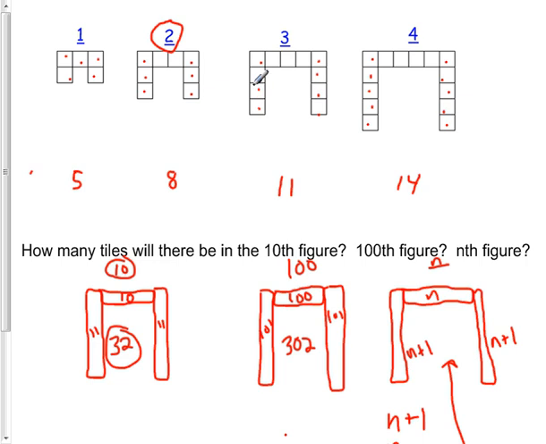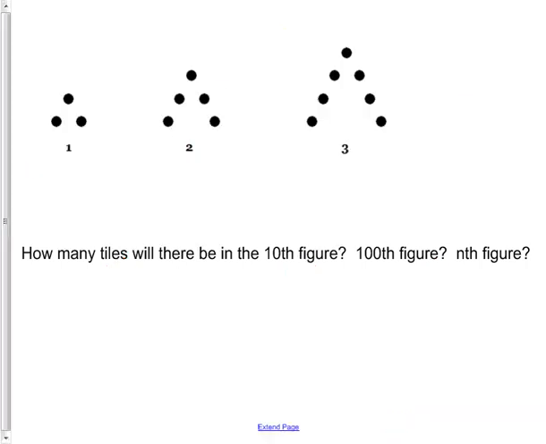You'll get the same exact answer if you look at it a different way. And in fact, in the next problem, I'll show you 2 different ways to look at this one. All right, so last one. We've got these triangular type numbers. It says how many tiles would there be in the 10th figure, 100th figure, and nth figure.